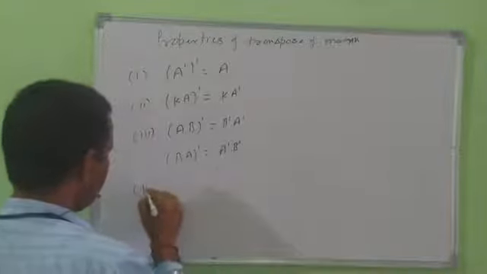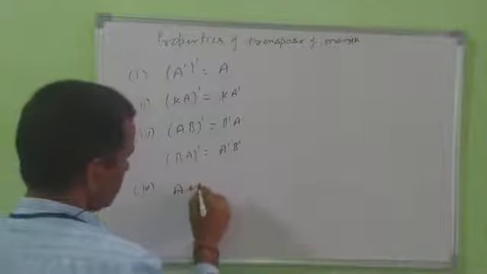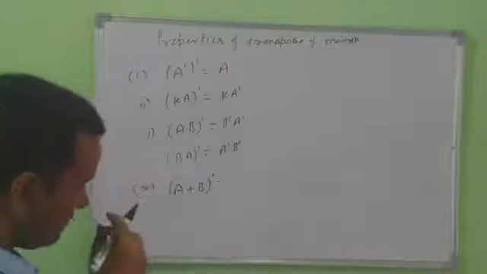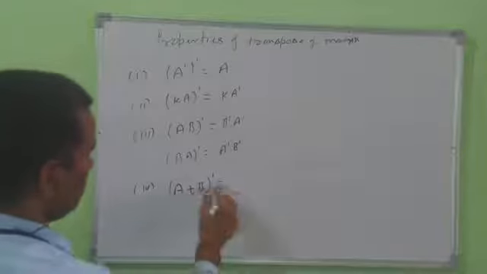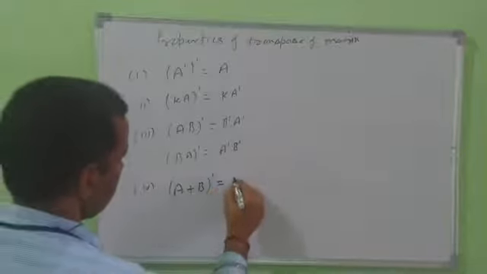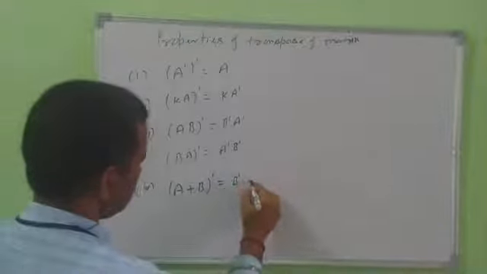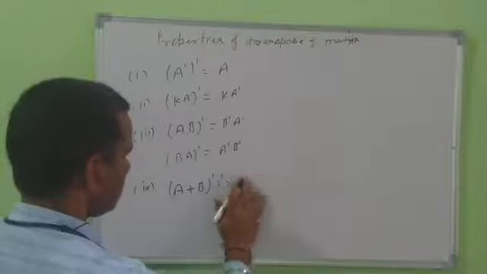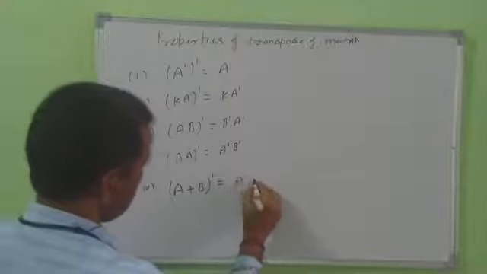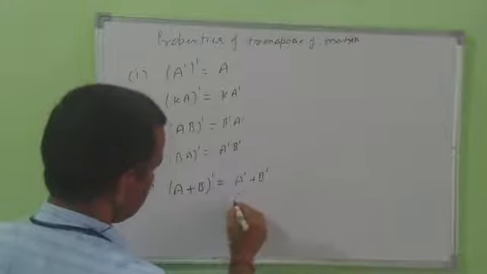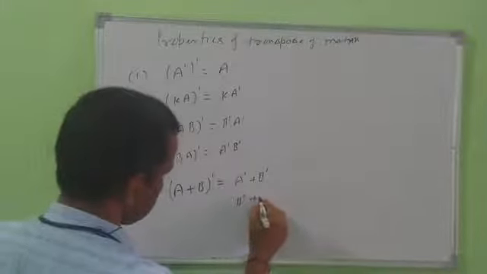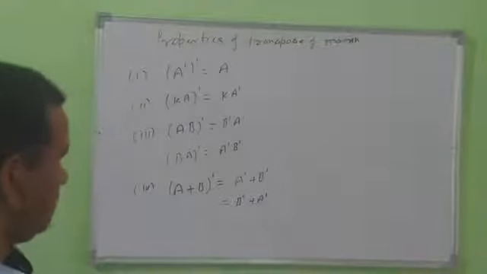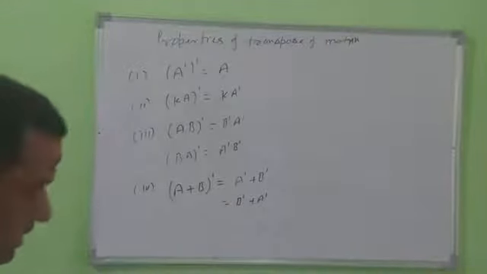And the fourth property: suppose any two matrices are in an operation form A plus B, then (A+B)' equals A' plus B'. Yeah, so in this no problem, it is A transpose plus B transpose; you can also write B transpose plus A transpose, it does not matter. So note down these properties of the transpose of the matrix. Then next.